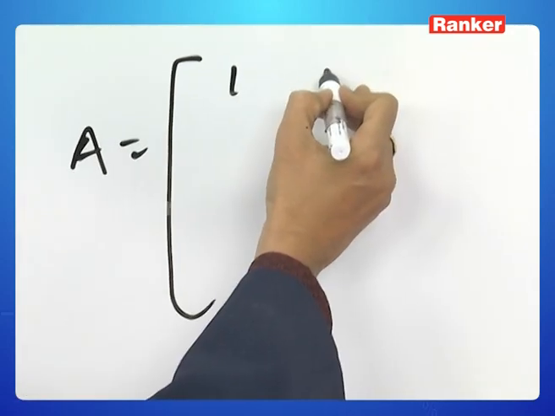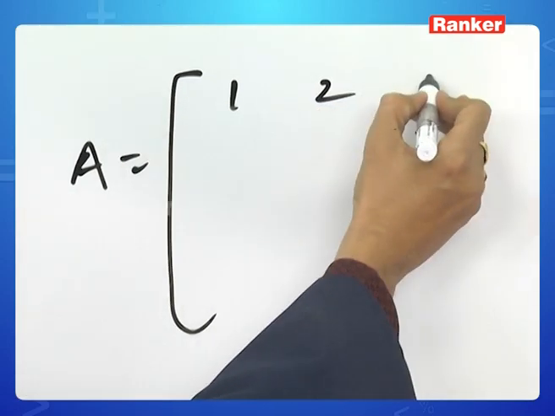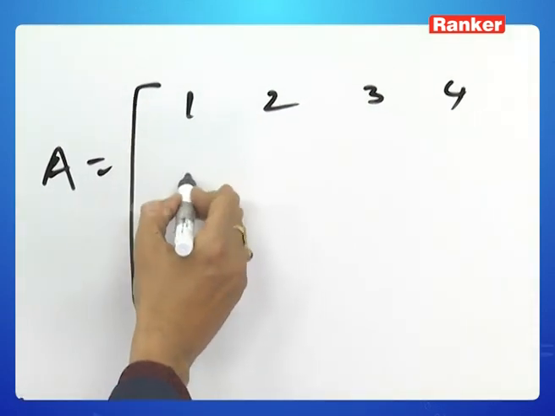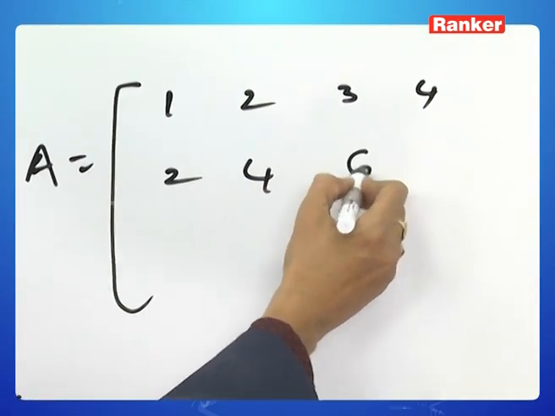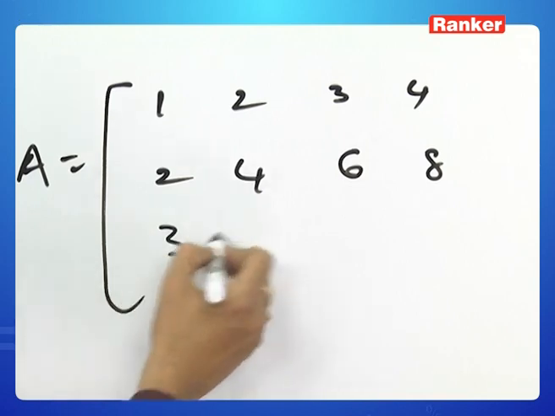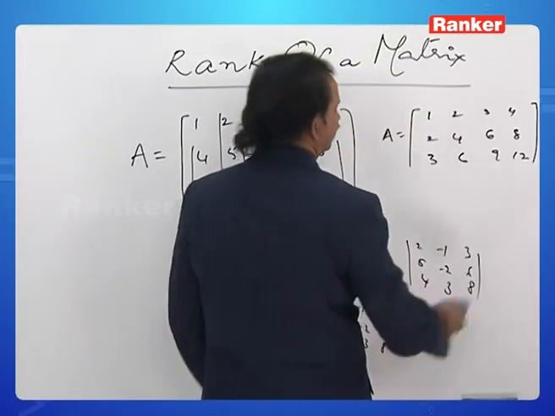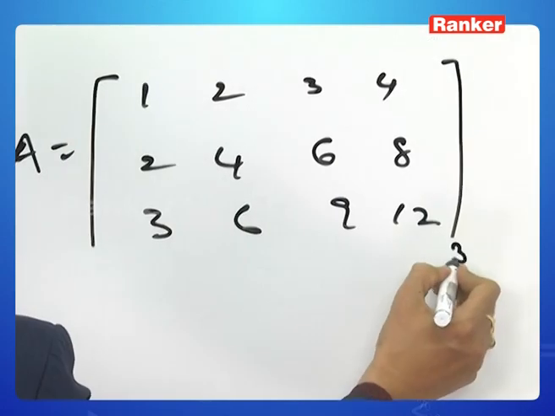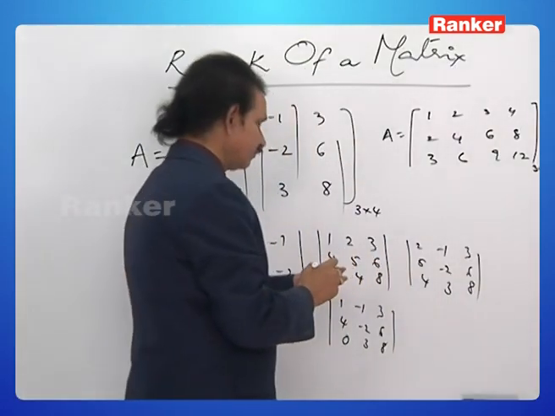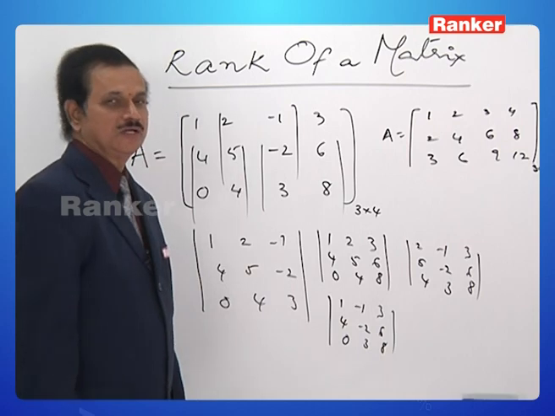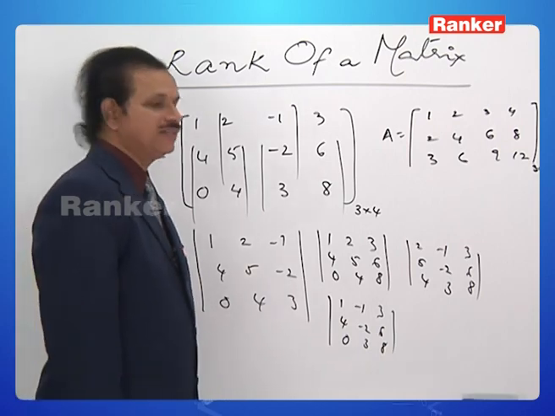1, 2, 3, 4, 2, 4, 6, 8, 3, 6, 9, 12. What will be the shape of this matrix then? This is a 3 by 4 matrix. 3 rows and 4 columns. Can you give me a 3 by 3 minor?